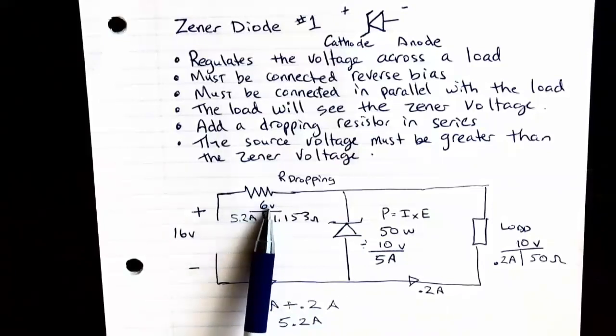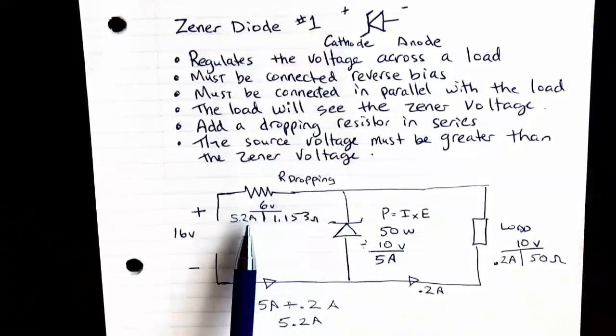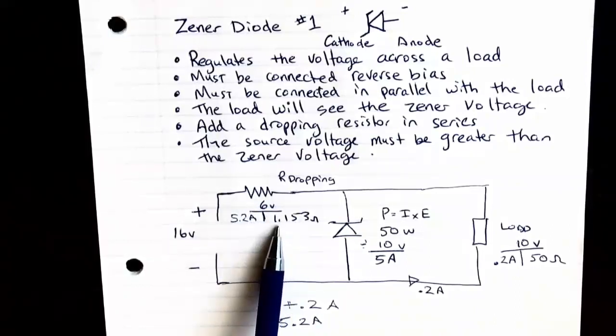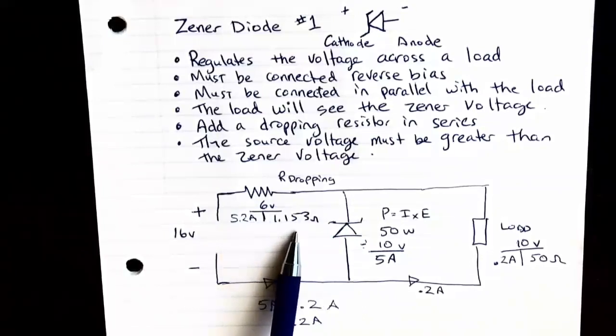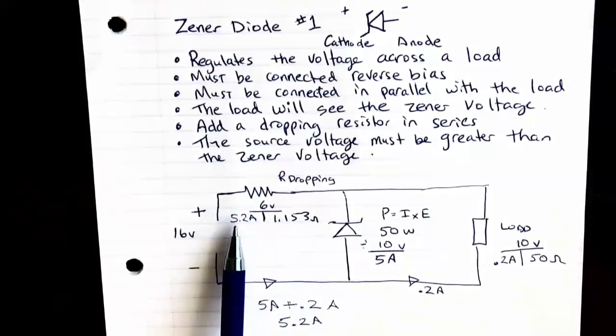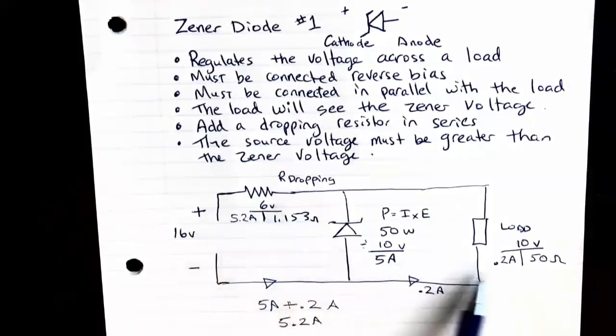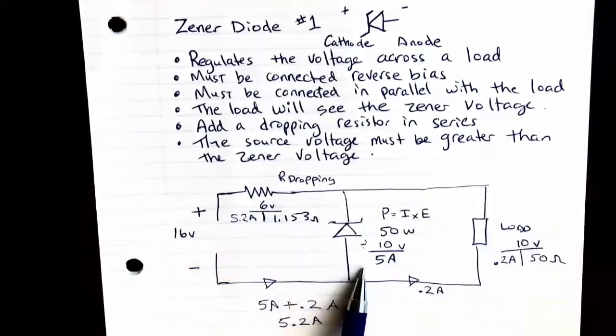Going up to the dropping resistor, since it's in series with both those things, it's going to see all of that 5.2 amps, and that would be divided into 6 volts, and we would know that the size of the dropping resistor would have to be 1.153 ohms, and that's the smallest resistor that you can go. If you go smaller than that, this current will go higher, and since this stays the same, that excess current would go through the Zener and potentially damage the Zener.